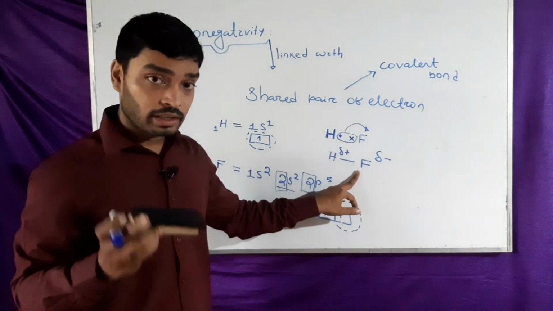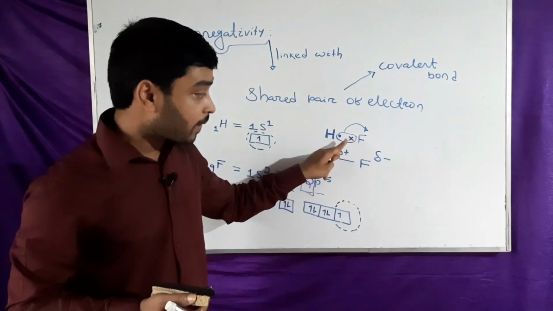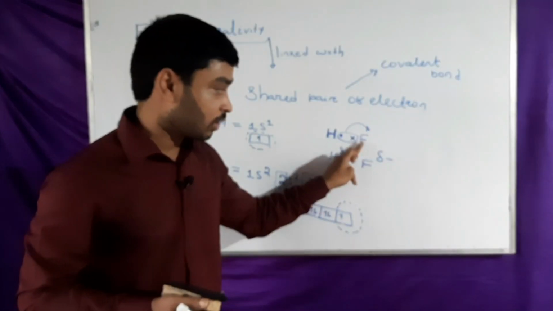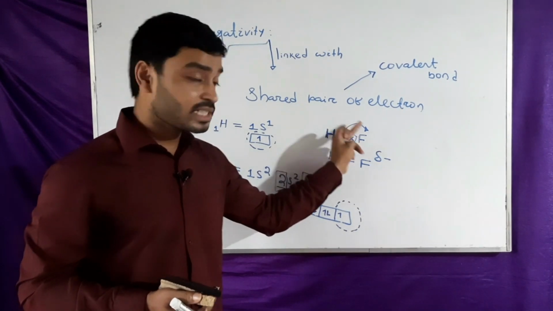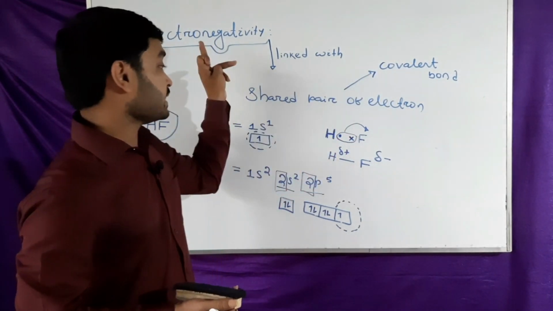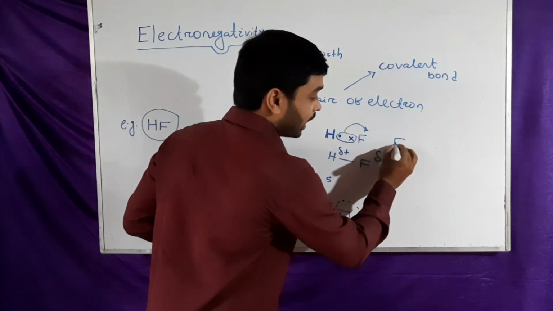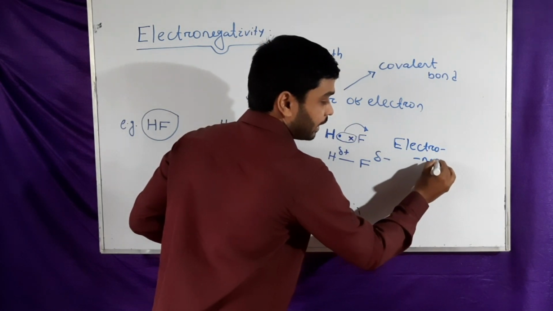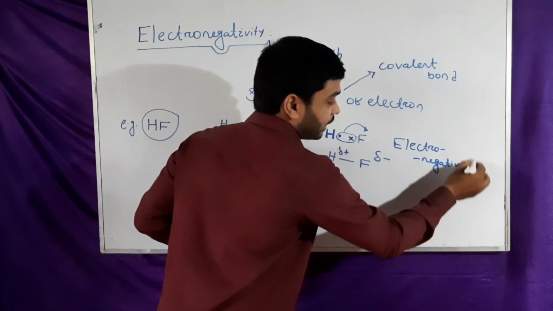So write down the definition with understanding. The tendency of an atom to attract the shared pair electrons towards itself in a covalent bond is called electronegativity, and that type of atom is called an electronegative atom. It is a single word: electronegative atom.